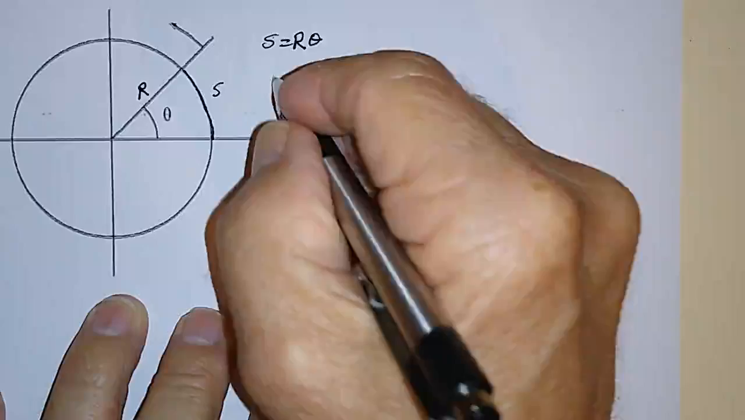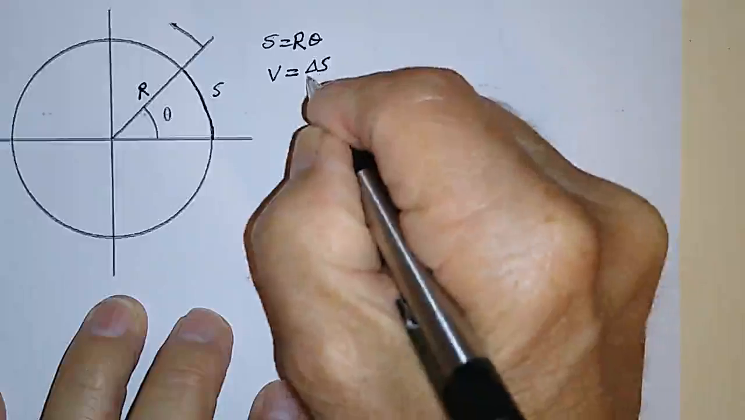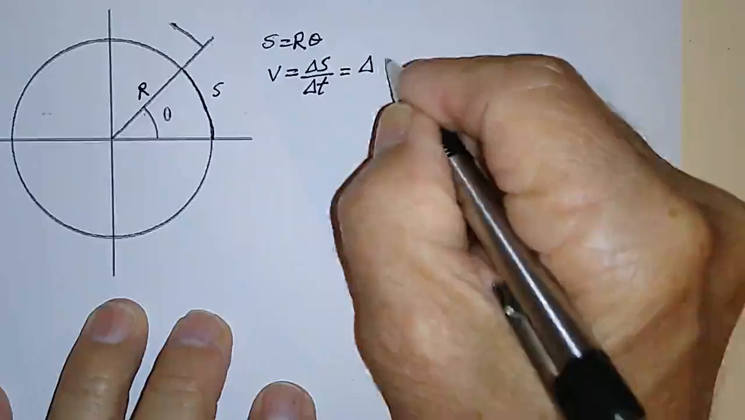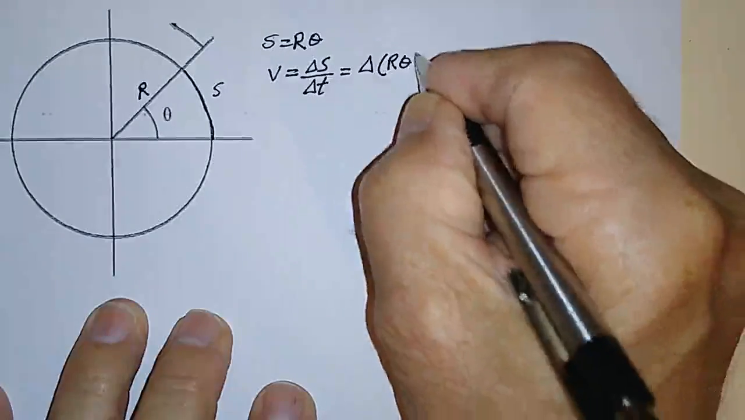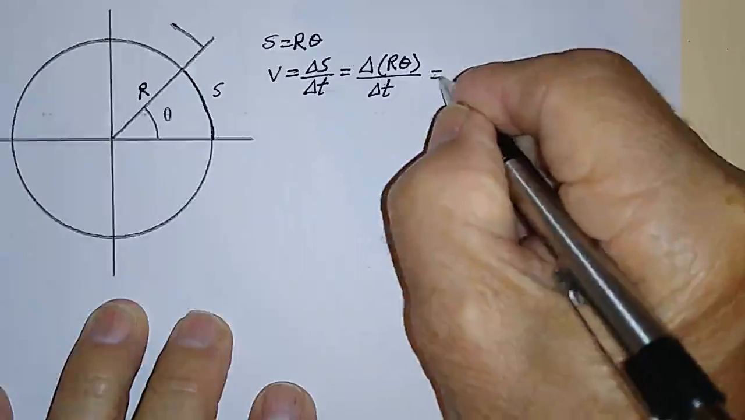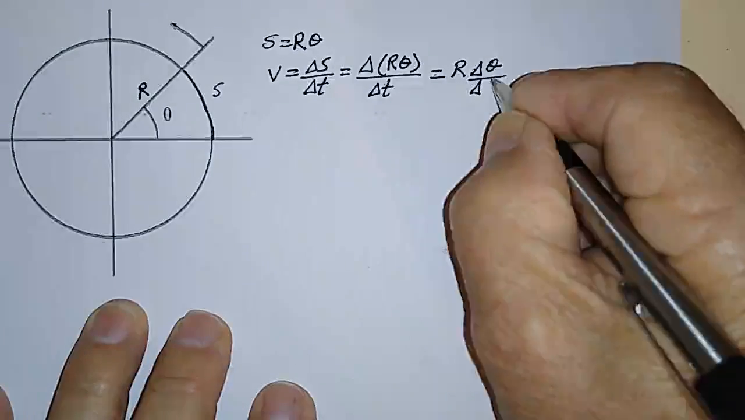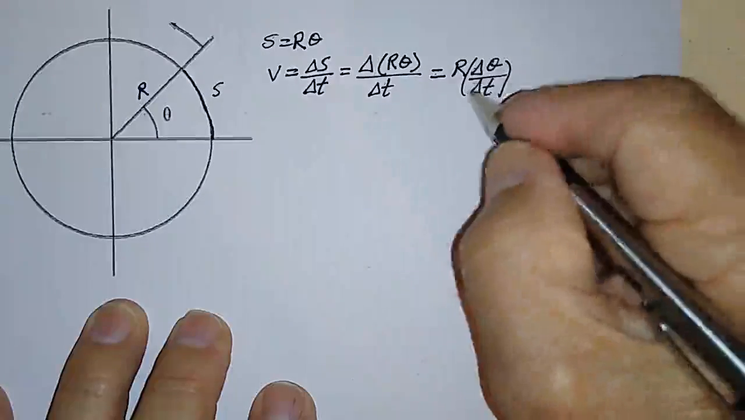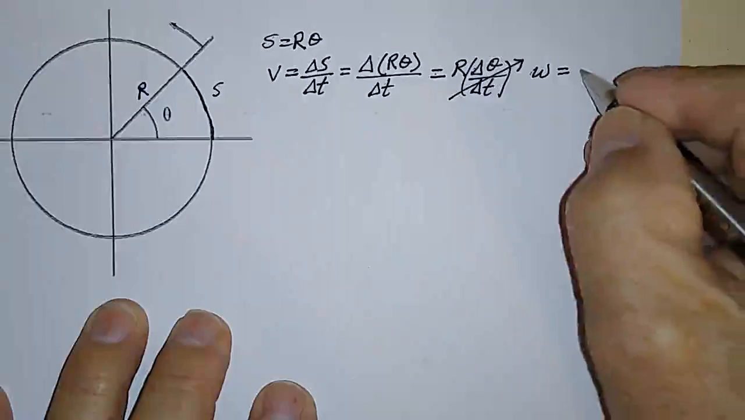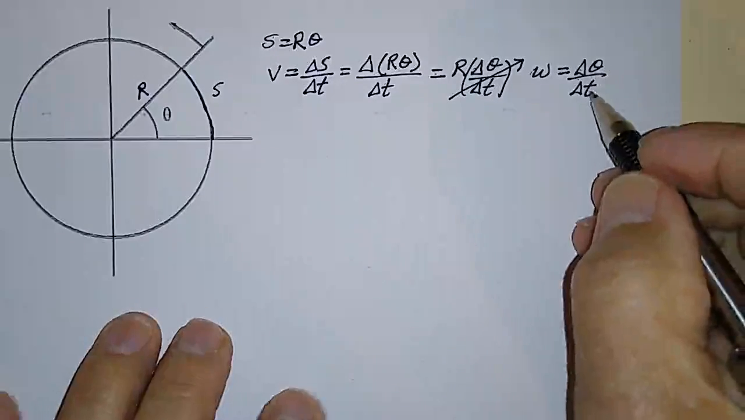The tangential speed, v, is just equal to the change in s, delta s, over delta t, the change in time. So that's equal to delta r theta over delta t. But since r is a constant, I can write this as r times delta theta over delta t. And this thing right here is what we call the angular frequency. Omega is equal to delta theta over delta t, or the time rate of change of the angle.